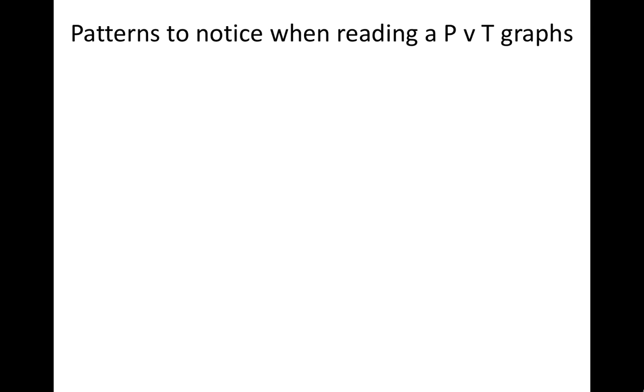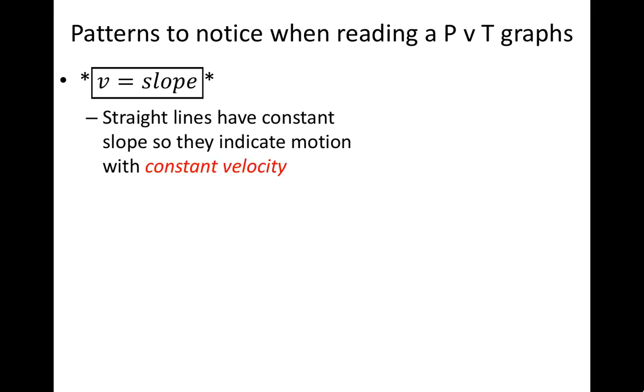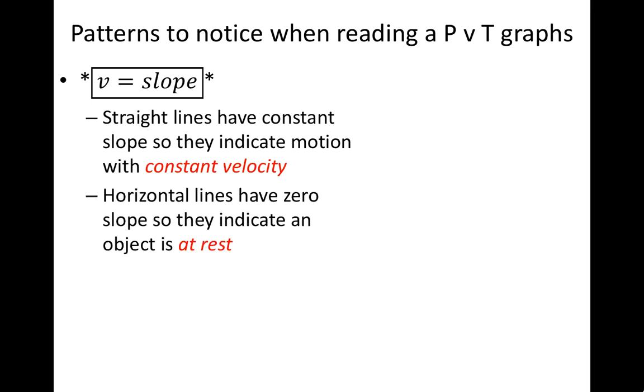There are some patterns to keep in mind when reading a position versus time graph. The first is the most important, that velocity equals the slope of the graph. All the other patterns that I'm going to mention can be inferred from this fact. As mentioned before, straight lines have constant slope, and therefore a straight line on a position versus time graph indicates motion with a constant velocity. A horizontal line has zero slope, and therefore a horizontal line implies zero velocity, which indicates that an object is at rest.